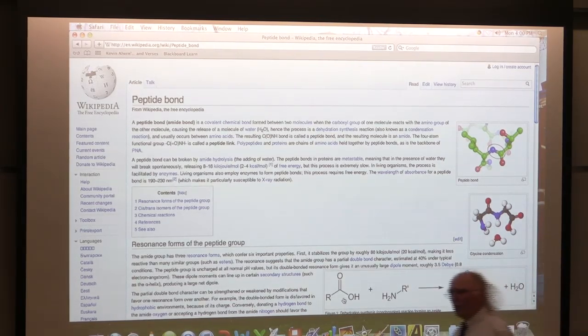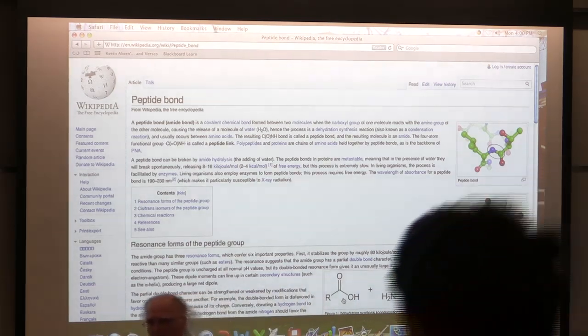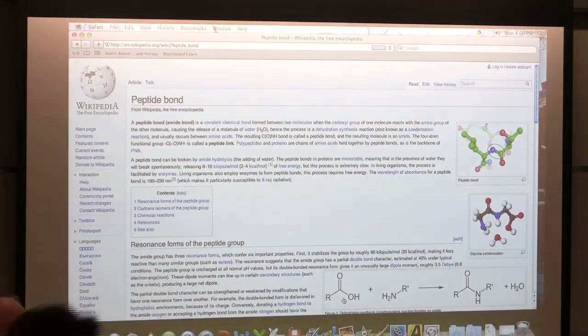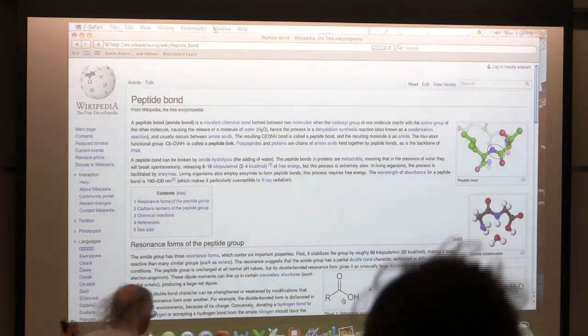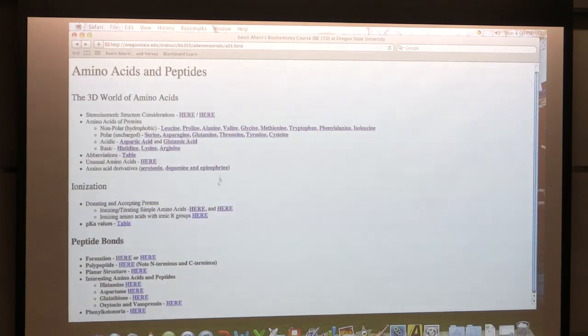This bond is formed inside of a ribosome, which we'll talk about later in the term. Okay? And it is essential. So covalent bonds are, as you recall, very strong bonds. Those bonds hold the amino acids together in a polypeptide chain. Okay.